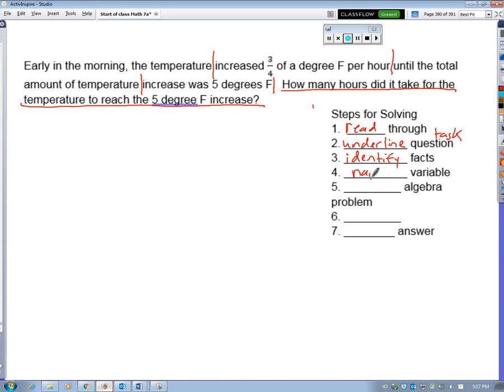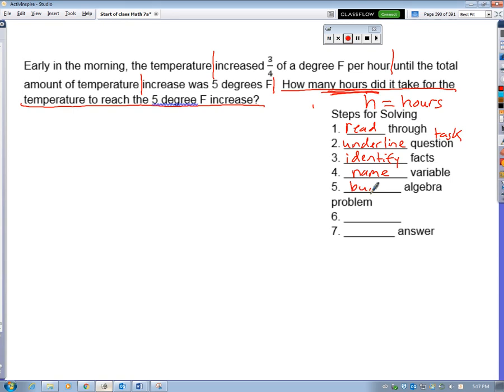Name the variable. Remember, look to the question. How many hours did it take? That is what our variable is. We don't know what the hours are. Let's put an H there for hours. That is what we are trying to solve, is how many hours it took for this to happen.